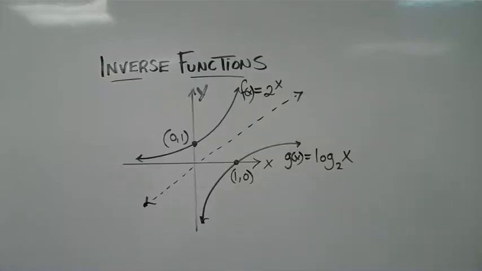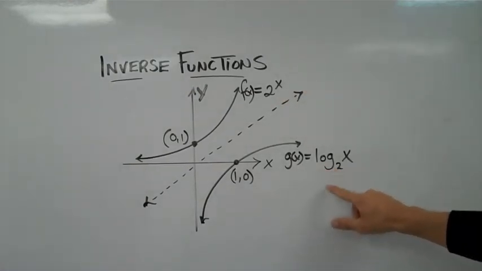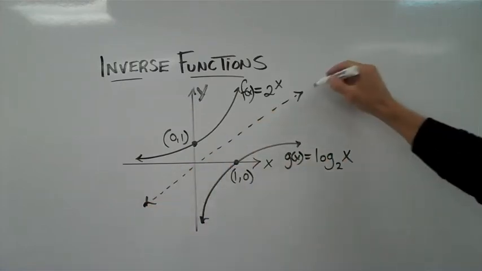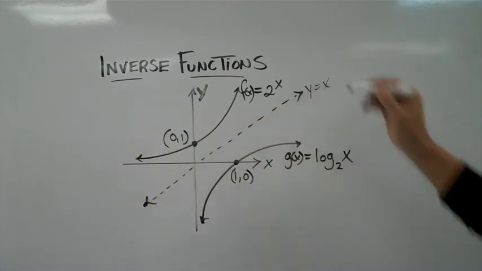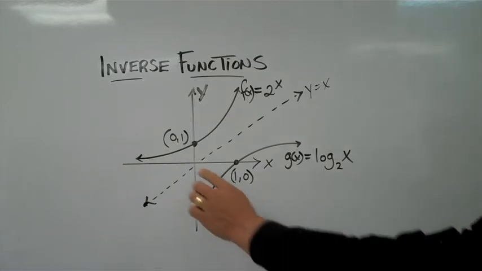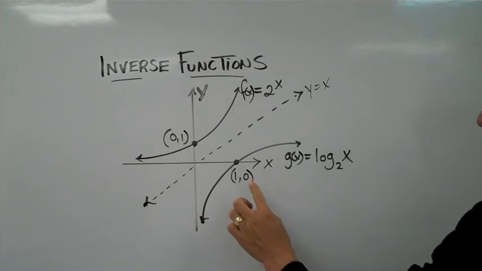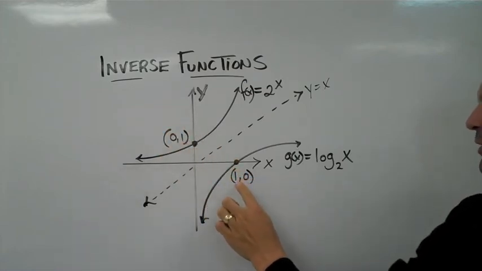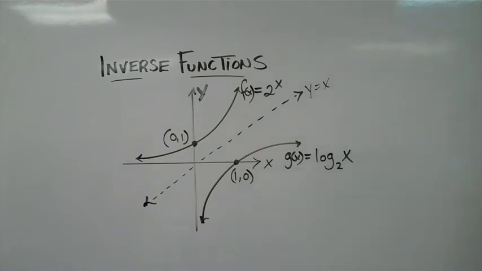The functions f of x equals 2 to the x and g of x equals log base 2 of x are inverses. They are mirror images across the line y equals x. And I just was talking about how the domain and range switch. My domain here is x, it becomes my range on its inverse. My range here is 1, it becomes the domain of my inverse.